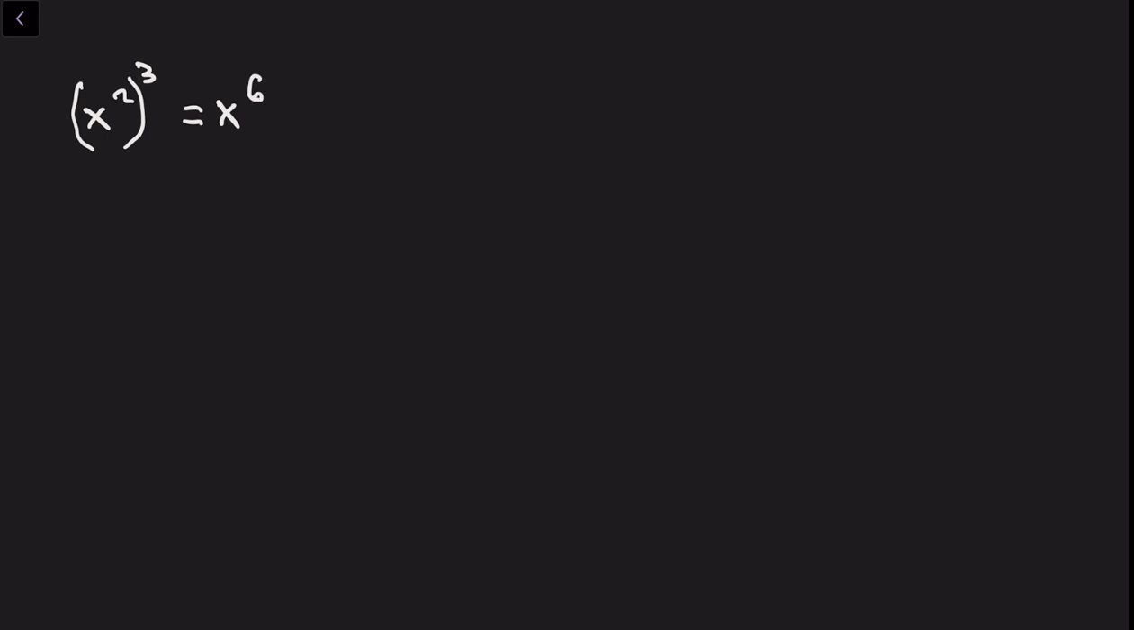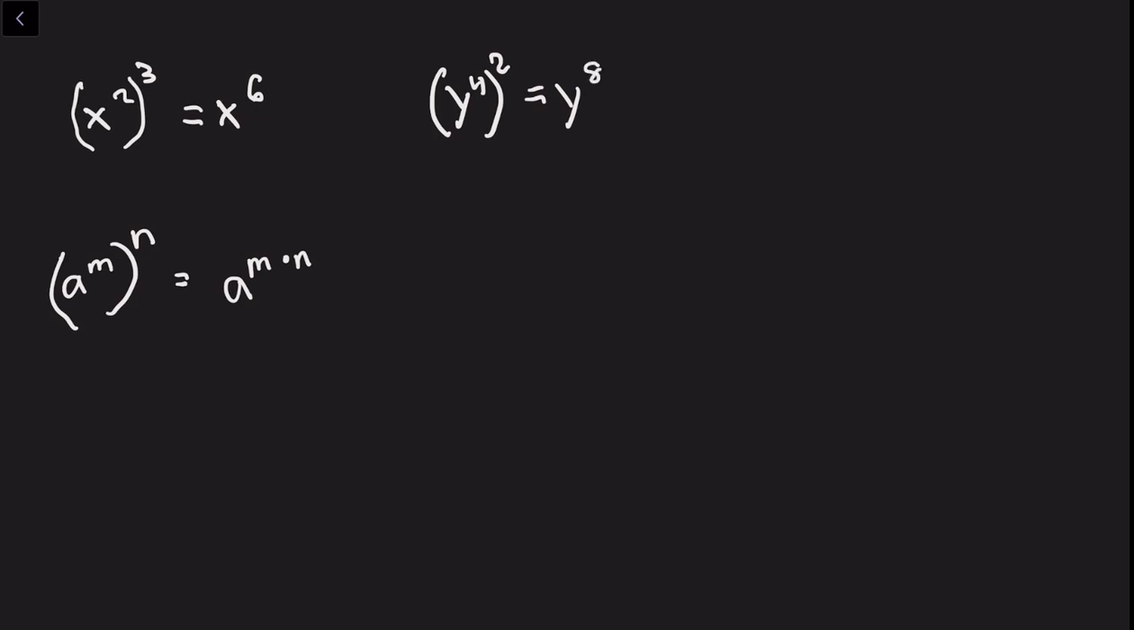Again, let's look at a general formula here. If we have a to the m power, and all of this is raised to the n power, our answer is a to the m times n, which is just like we saw here. Let's look at another example here. If we have y to the fourth power, and this all gets raised to the second power, our answer will be y, and then we multiply our exponents together. 4 times 2, giving us y to the 8th power.